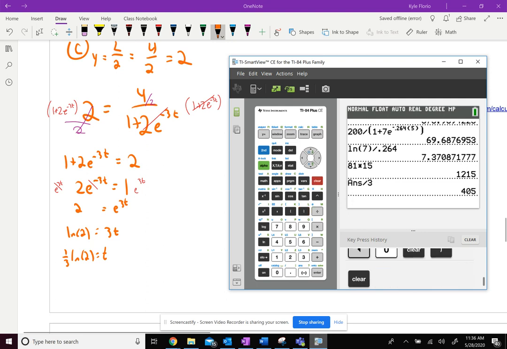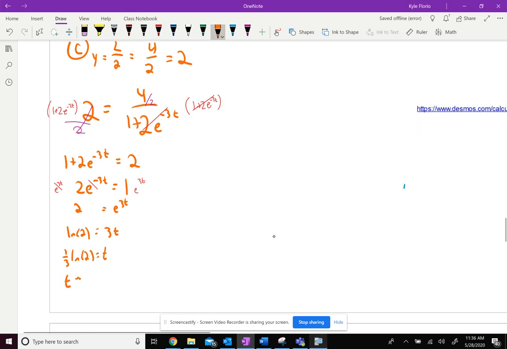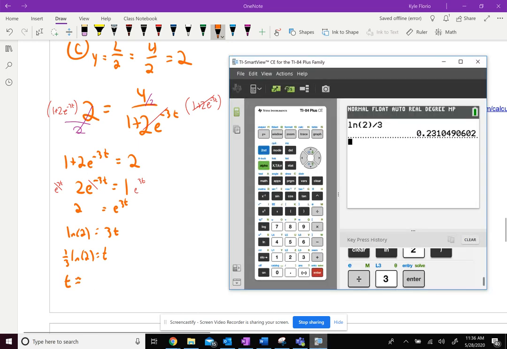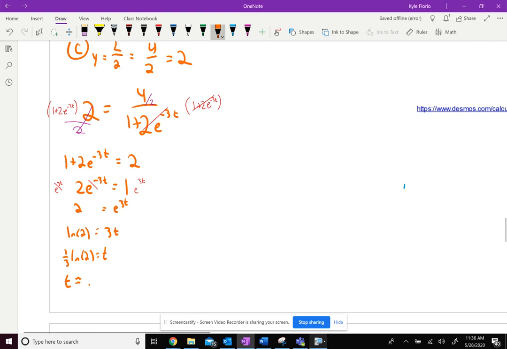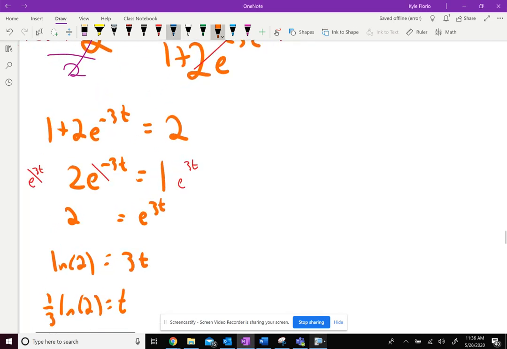Shoot. Natural log of 2 divided by 3. So it takes this many units of time, 0.231. Just zooming back into where I was here for a second.